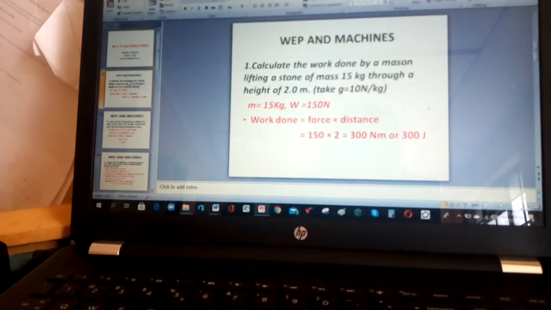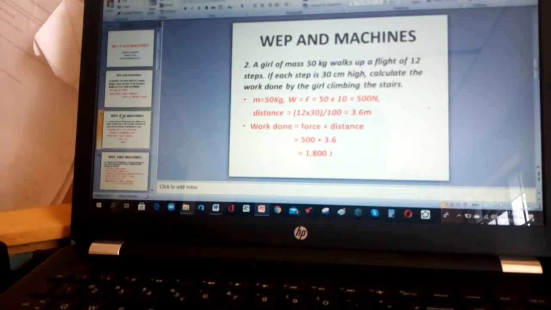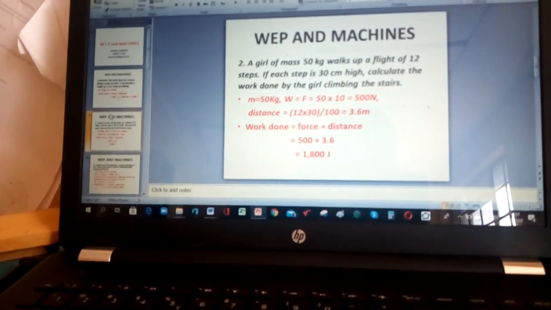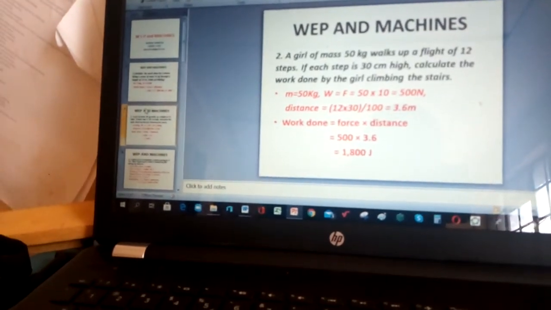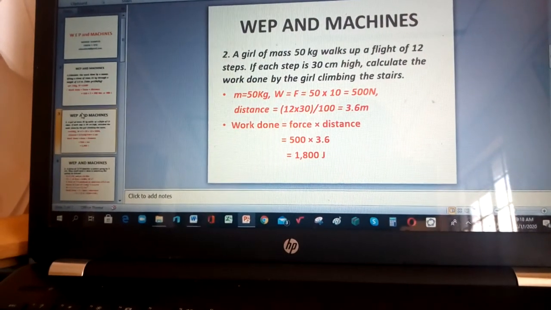So let us look at scenario 1. Calculate the work done by a mason lifting a stone of mass 15 through a height of 2. I think I had introduced this. Since it is a continuation of my work, you can just try it on your own. Then I think I also did number 2.